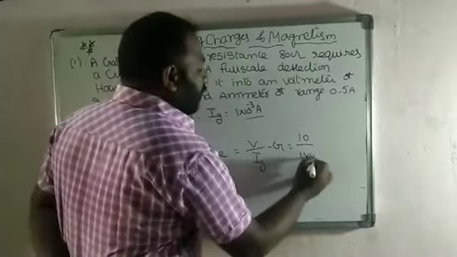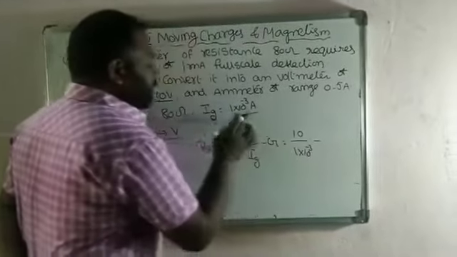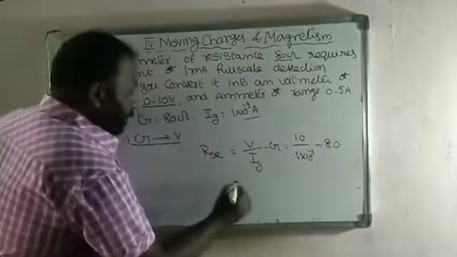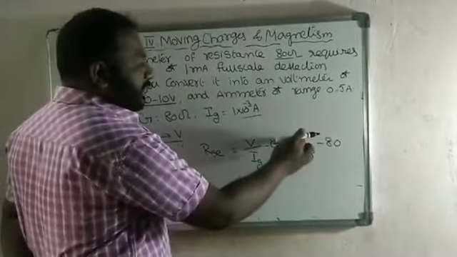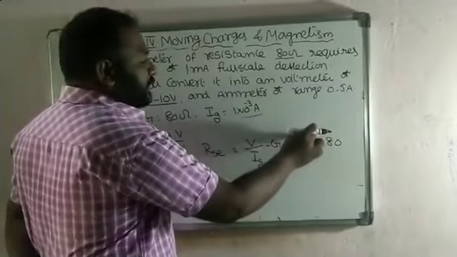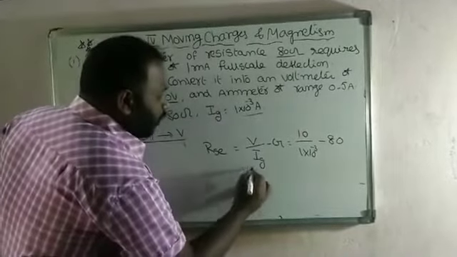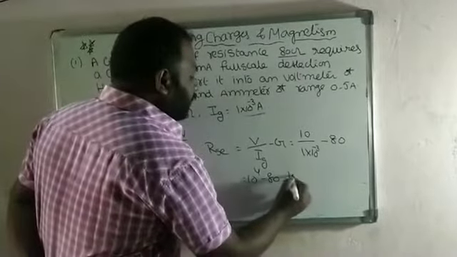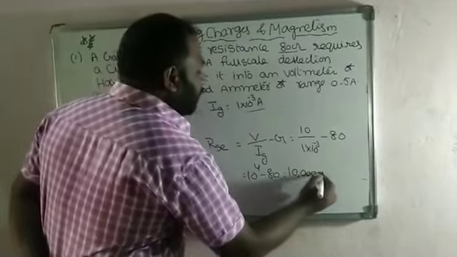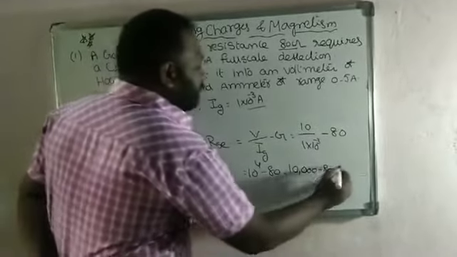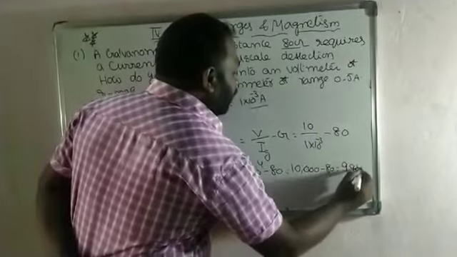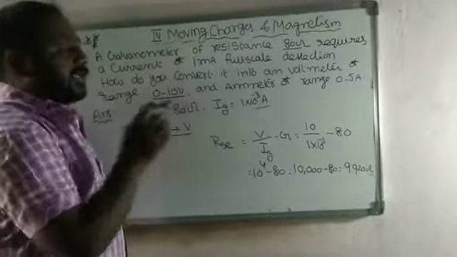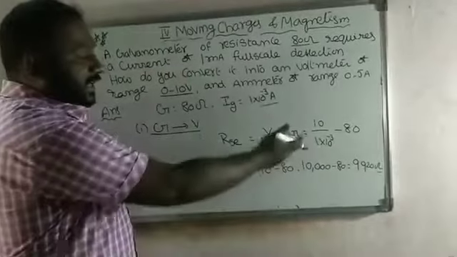1 into 10 power minus 3, minus the galvanometer resistance, which is given as 80 ohms. The 10 power minus 3 is taken to the numerator, so this is 10 power plus 3 into 10, that is 10 power 4, minus 80. 10 power 4 is nothing but 10,000. 10,000 minus 80, subtract this, gives 9,920 ohms.